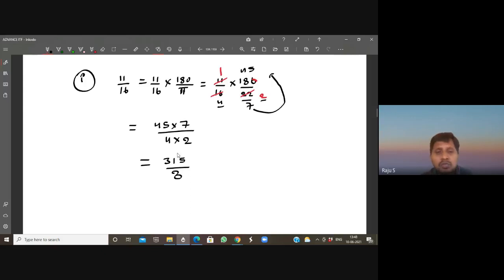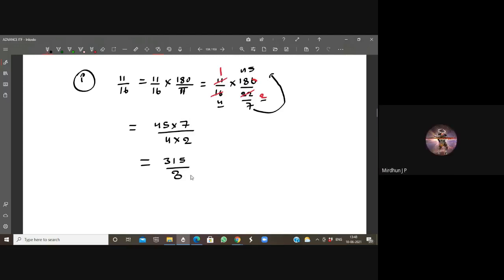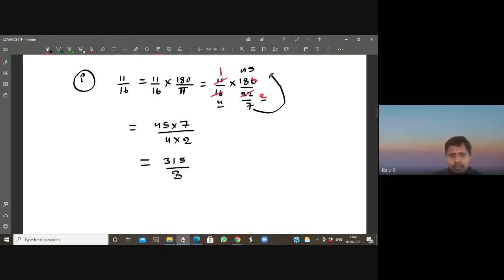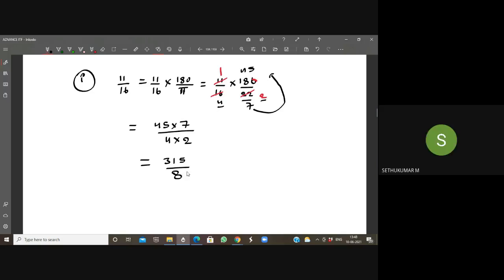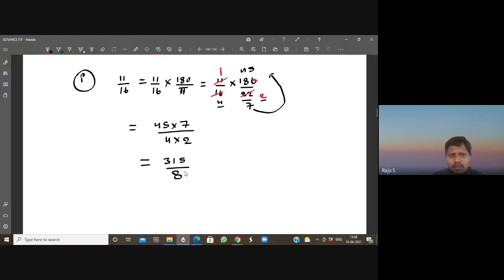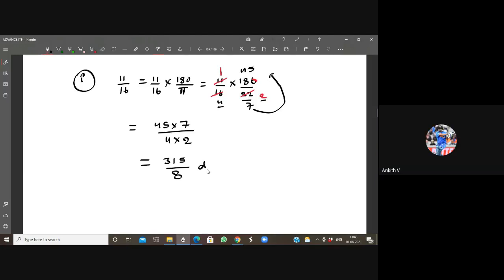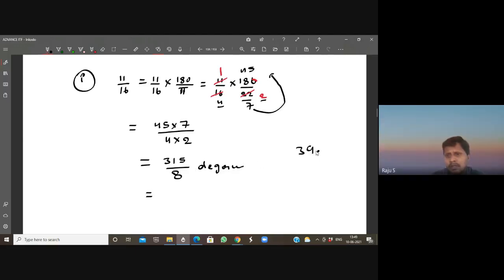Okay, student, you should not write in fractions. Remember that degrees, we should not write in terms of fractions. Okay, so what is the nearest value of 315 which is divisible by 8? Sir, 40, 39, sir. 320, sir. No, 8 table. So 39.375, sir, value.